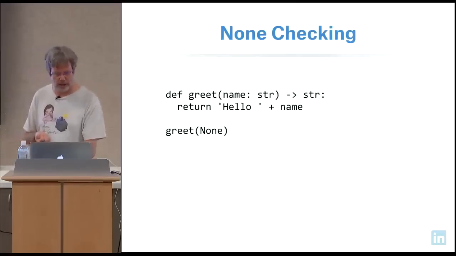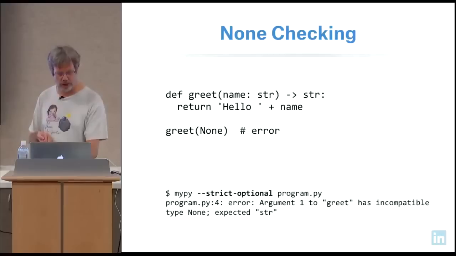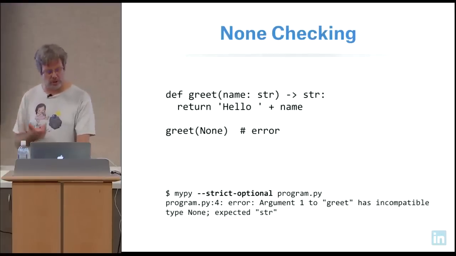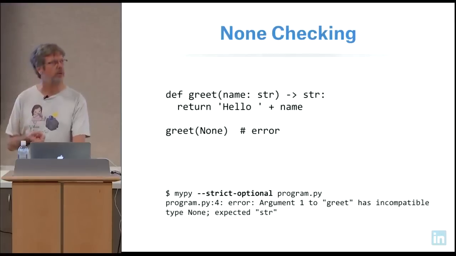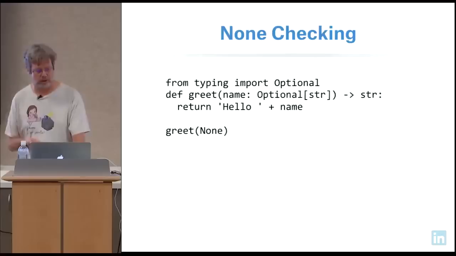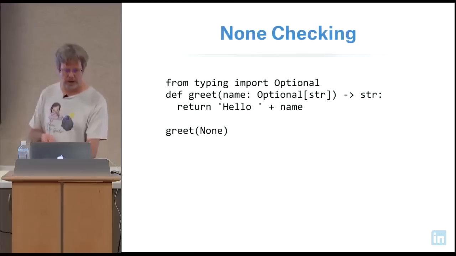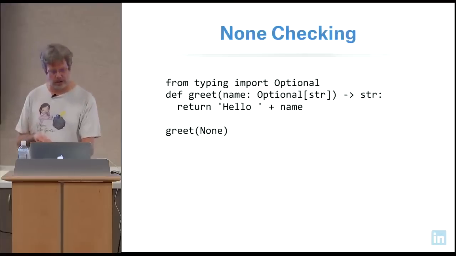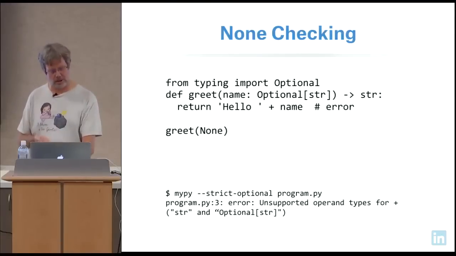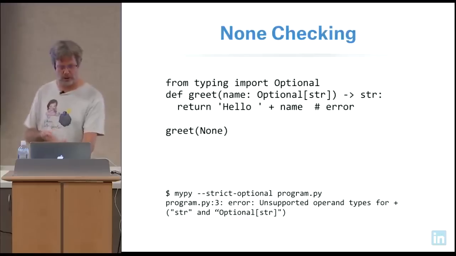But there's a new flag, same program. Let's check it again with a new flag, strict optional. Now Mypy will actually find that there's a problem, and it'll tell you, well, you can't call it with None if it's not declared to take a None. What exactly is something that could be None? Well, it's a union of some concrete type and None, and we can express that as a shorthand using the keyword Optional.